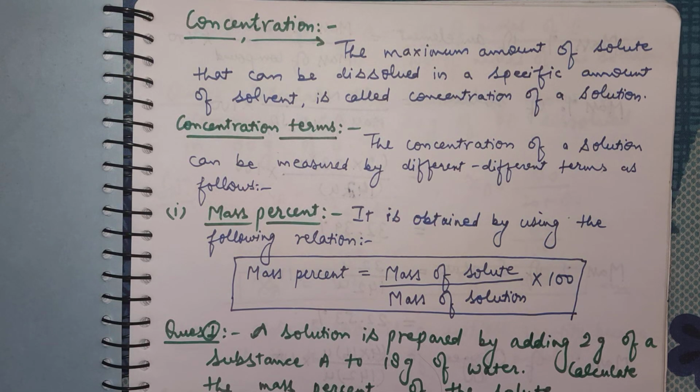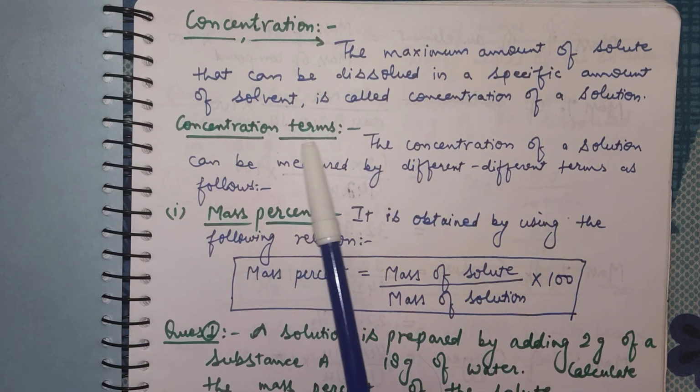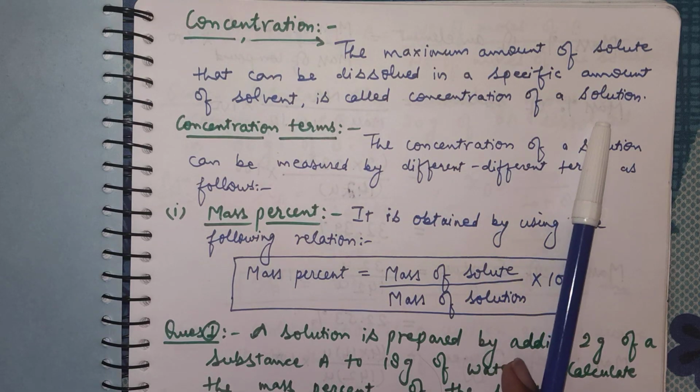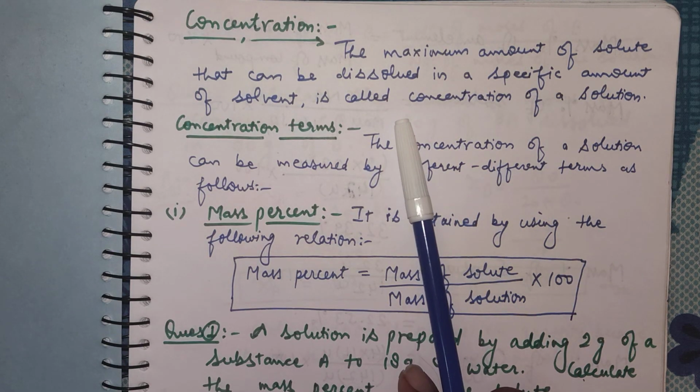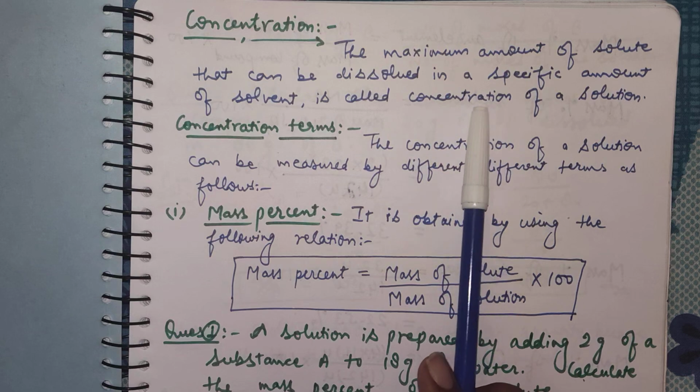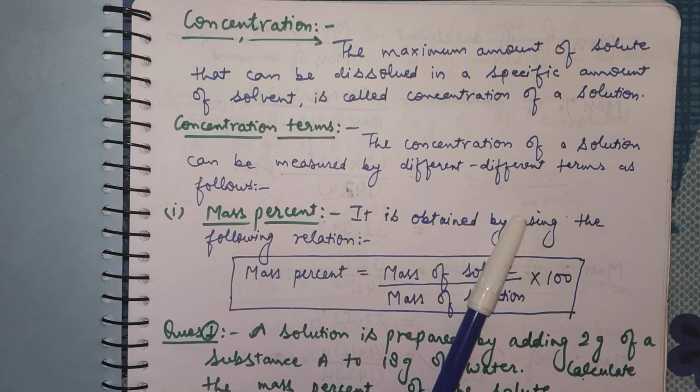Students, now we will discuss the concentration topic of the first chapter of your 11th chemistry. So the first chapter's next topic is concentration, and we will study it. What is concentration? The maximum amount of solute that can be dissolved in a specific amount of solvent is called the concentration of a solution.